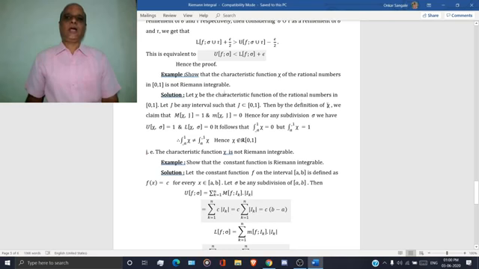Then by definition of chi, the characteristic function chi_A of x is 1 if x belongs to A, and chi_A of x is 0 when x does not belong to A. So by that definition we claim that the maximum of chi over the interval J is 1 and the minimum of the function chi over the interval J is 0.